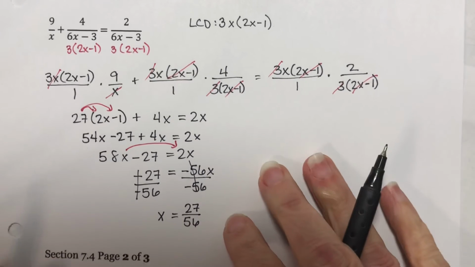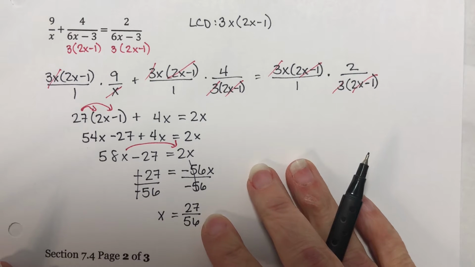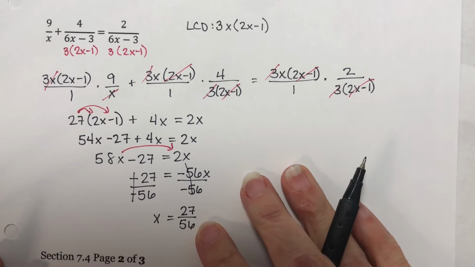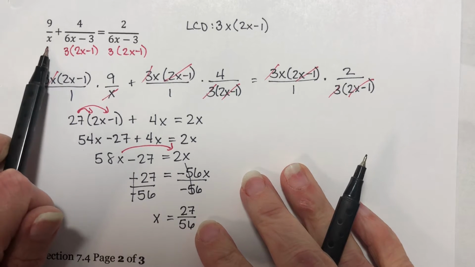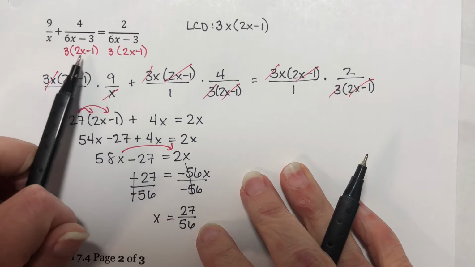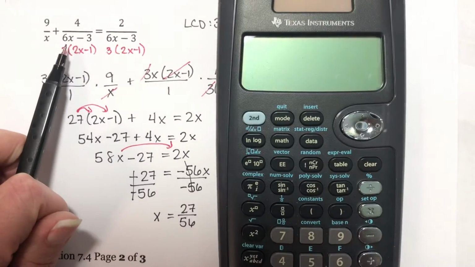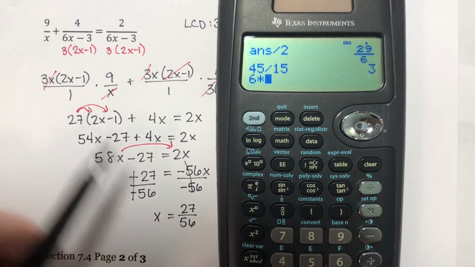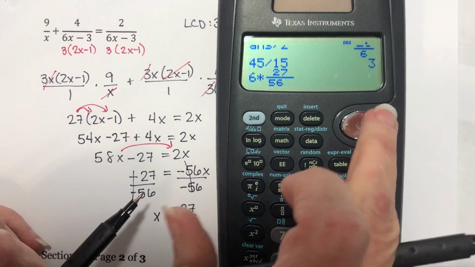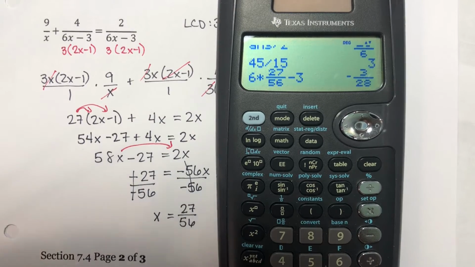And I would reduce this fraction if it did reduce. So this is my potential answer. I need to decide whether or not this is a legitimate answer. It does not give me a 0 in this denominator. That one's easy. Now, you can use your calculator and find that it does not give you a 0. You can even plug it in here. Let's see if I do 6 times 27 over 56, and then subtract 3. I do not get 0, so it is okay.